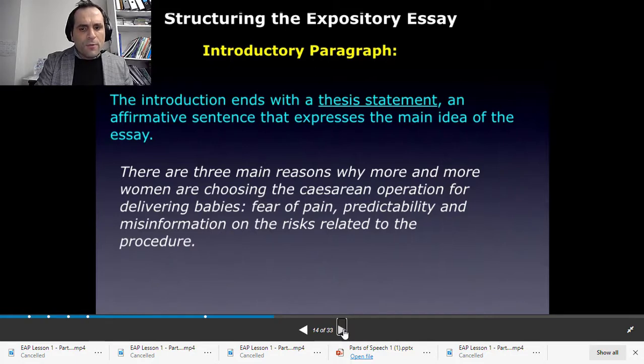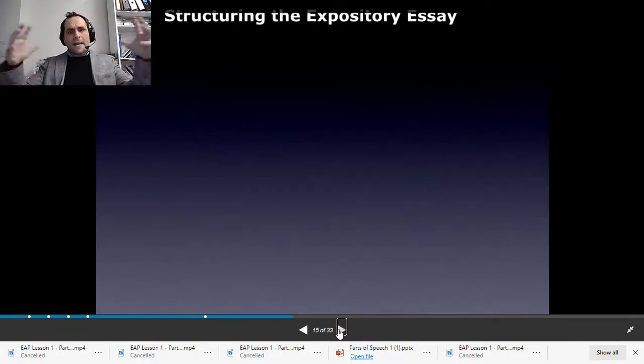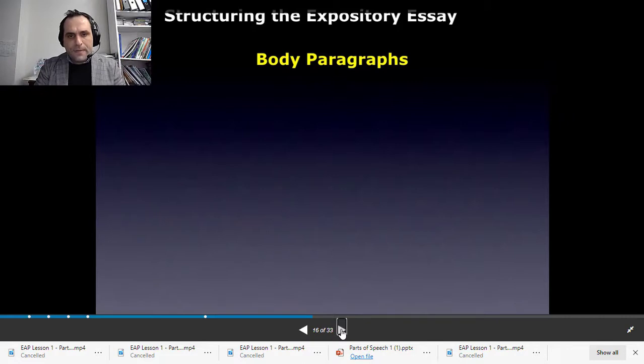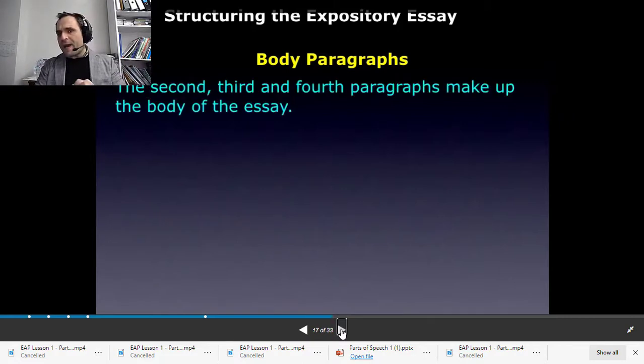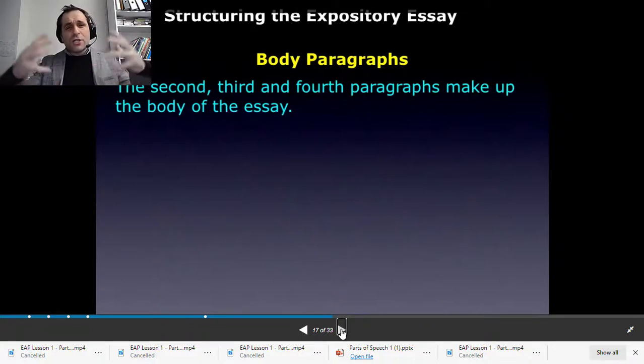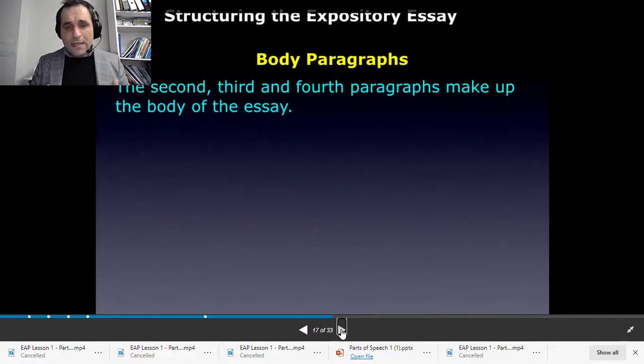So now I want to move on to the body paragraph. Traditionally, and when I say traditionally, that means normally, usually, the body has 3 paragraphs. So the second, the third, and the fourth paragraph usually make up the body of the essay.